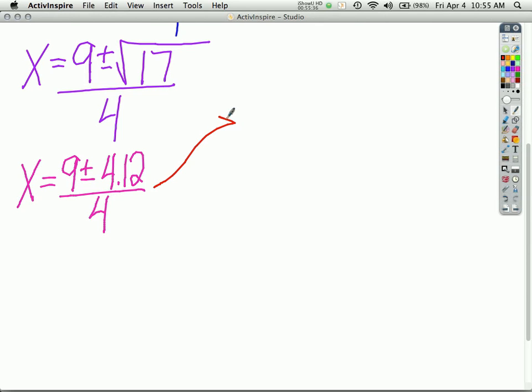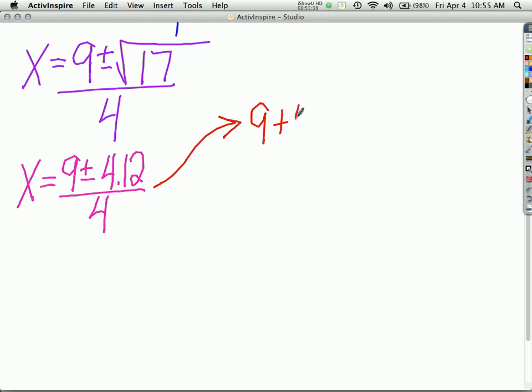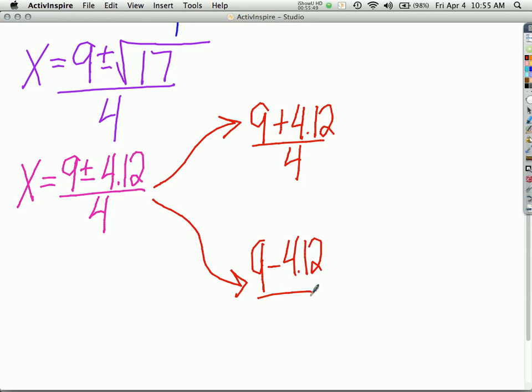Now we branch off into two expressions. Now we've got 9 plus 4.12 divided by 4, and we've got 9 minus 4.12 divided by 4. What do we get? There's two possibilities. You're sitting there because you already did it, or you're frantically trying to do it right now. Okay, Sebastian C., what's the first one? Yeah, this comes out to 3.28.